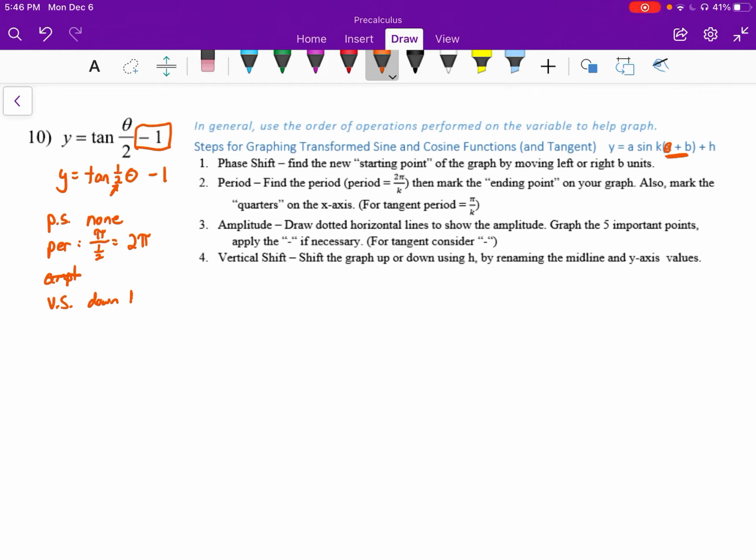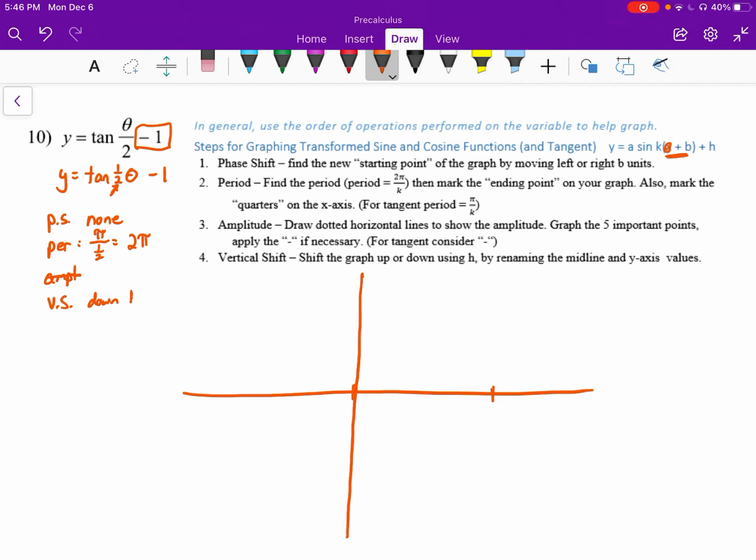So now we can graph this. Other times I graphed as we worked our way through. This time I wrote everything down, and now we're going to go ahead and graph. There's no phase shift, so we can go ahead and put the y-axis in here right away. It's not moved left or right at all, so it's going to start there at 0. So our starting place is 0.